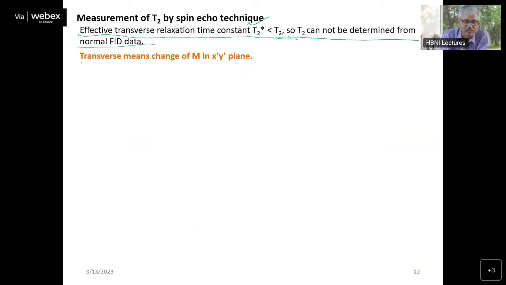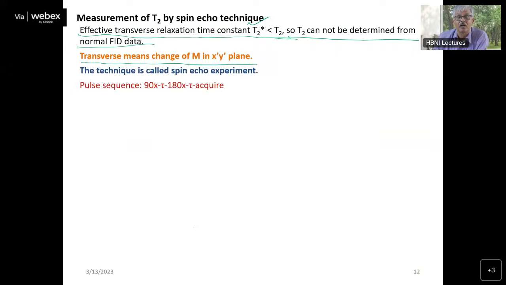Now, as we know, transverse means it is happening in the XY plane, so you have to design a pulse sequence for that experiment. The technique is called a spin echo experiment. You will see this pulse sequence very frequently used in many 2D experiments, so you should know what is happening during this spin echo experiment.